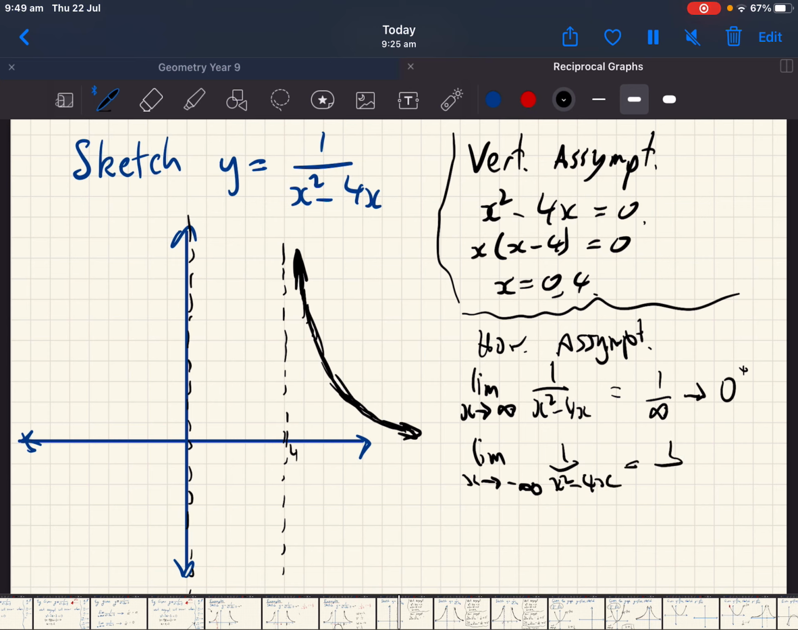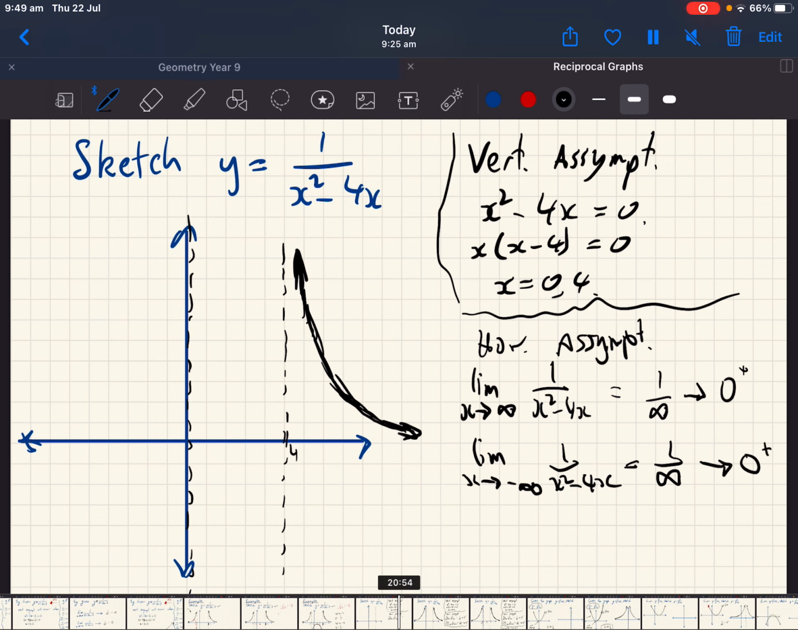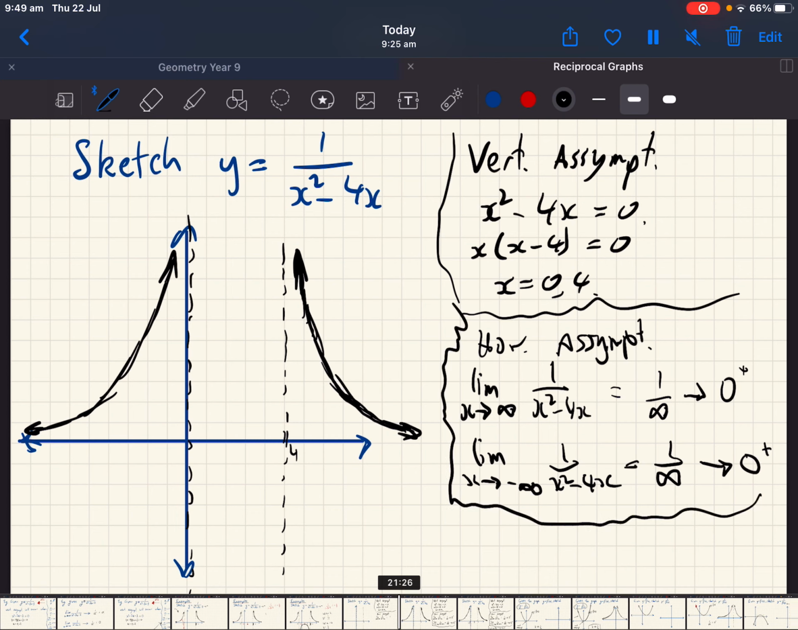All right, so what happens as x goes to negative infinity down the other end? You end up with negative infinity squared, right? Two negatives make a positive. So you're going to end up with 1 over positive infinity, meaning it's doing the exact same thing. So you end up with that on the two outside edges.